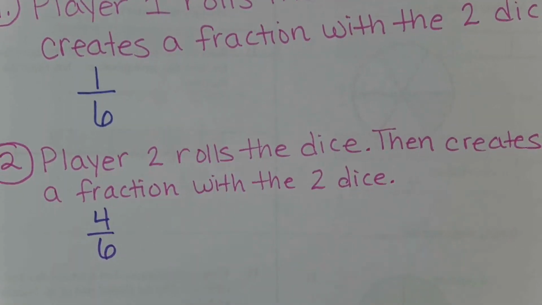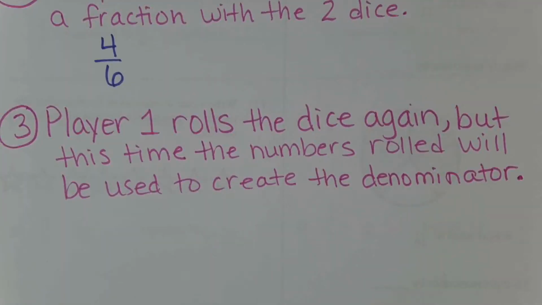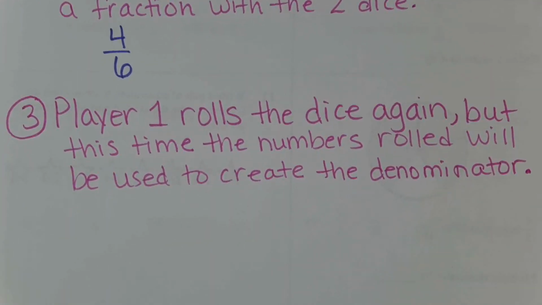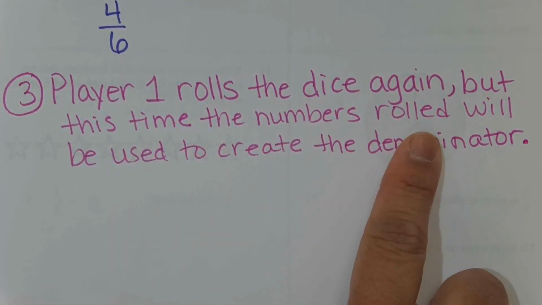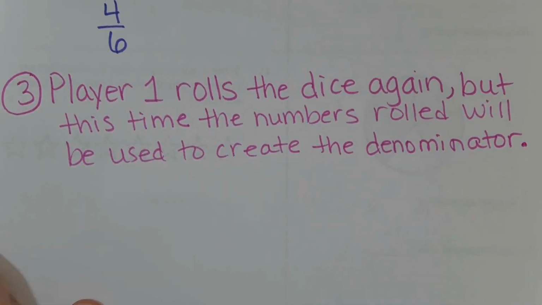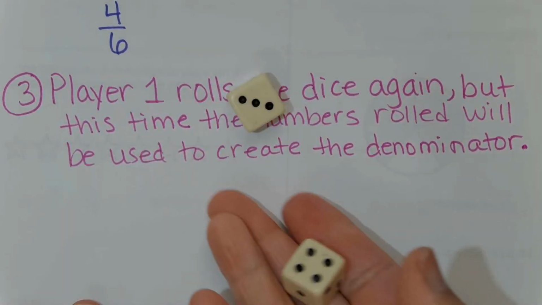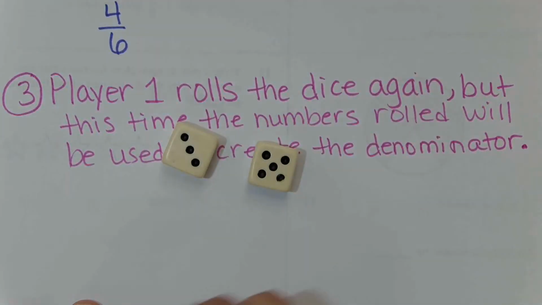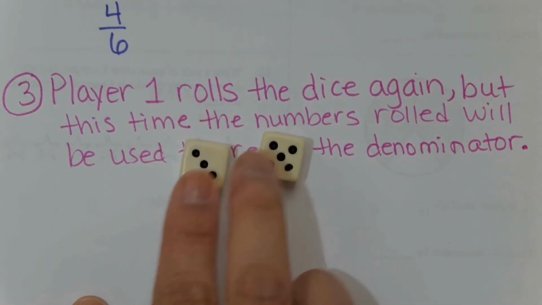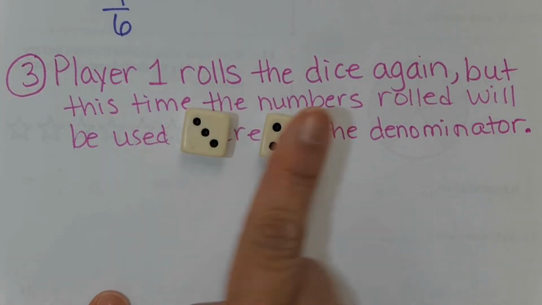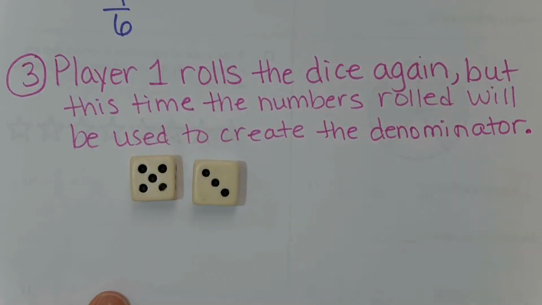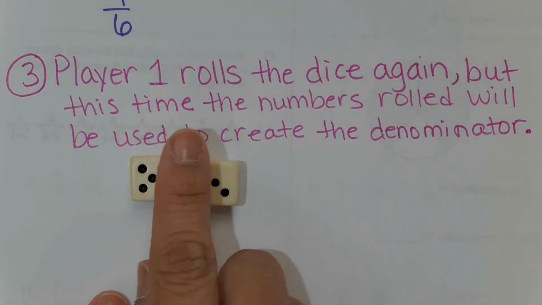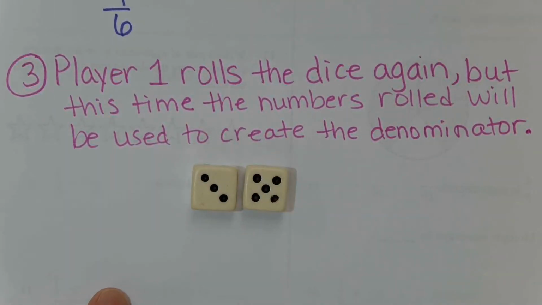Okay. Rule number 3. Okay, my third direction is player 1 rolls the dice again, but this time the numbers rolled will be used to create the denominator. Okay, so now this is going to be a little bit different. So I'm going to roll. So I roll a 3 and a 5. So what I can do is I can use this number as 35, or I can use the number as 53. Okay, so I would have to decide, do I want to use 53 or 35 as my denominator?